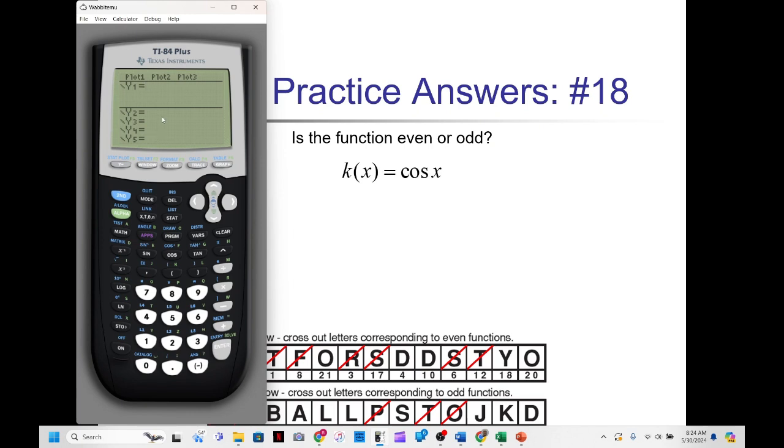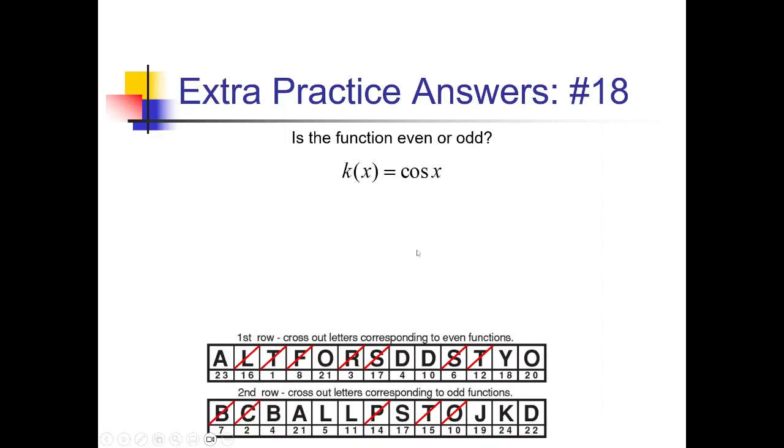So here I am on the grapher. I'm going to go to cosine of x and see what this looks like. And now for my zoom, it doesn't matter that much, but I'm going to do zoom 7 because that gives me a nice little trig window. It's really good for graphing out trig functions like cosine and sine. Now taking a look at this, we see that we have y-axis symmetry. So that reveals that we actually have an even function with cosine. So that means that we're going to be crossing off in the top row this y here above the 18.